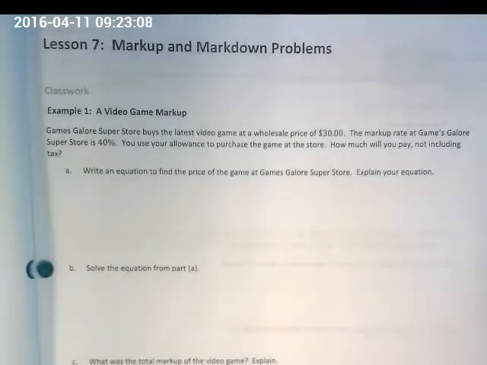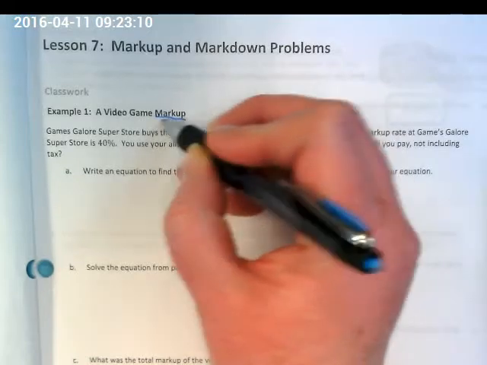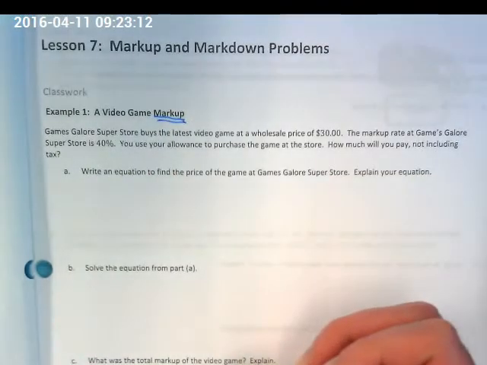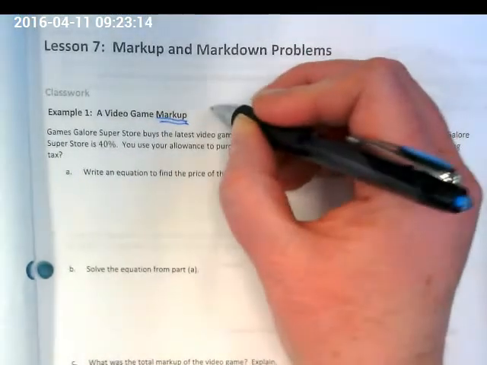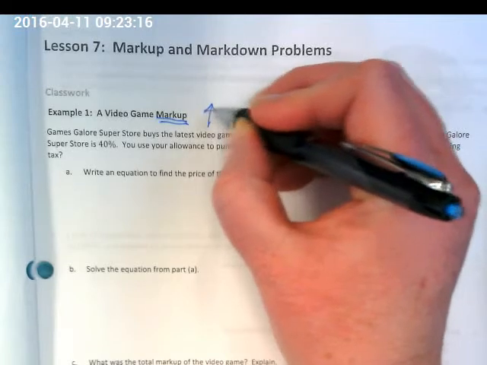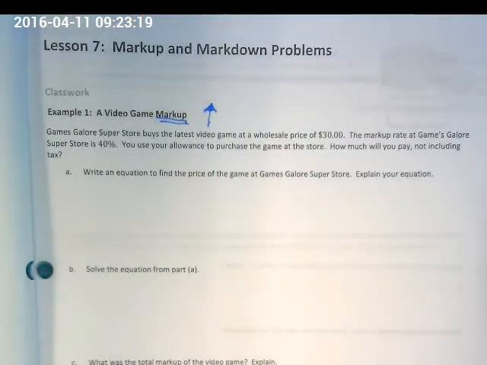Okay, a video game markup. What word do you see at the end of that? Up. That means that this is going to be something where we're figuring it out and then we're adding it to something. A markup means I have a base price and then they're marking it up, and that's where they get their profit. That's how stores work.